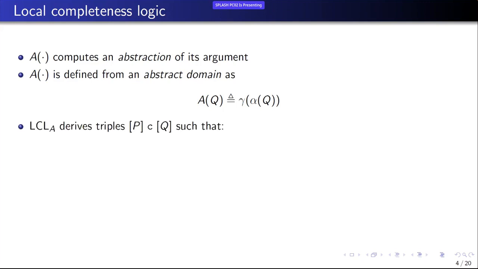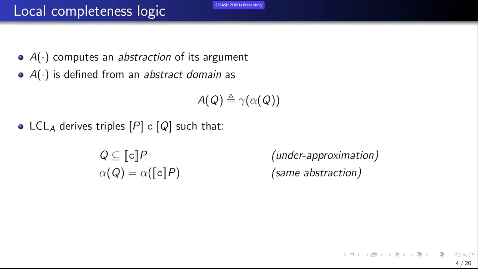We can now continue with the semantics of LCL triples. We have three properties. The first one, which we have already seen, is that the postcondition is an under-approximation of the strongest post. Here I denoted it with the concrete semantics like this. Then the postcondition and the strongest post have the same representation in the abstract domain. And finally, the abstract interpretation of the program C is locally complete on the precondition.